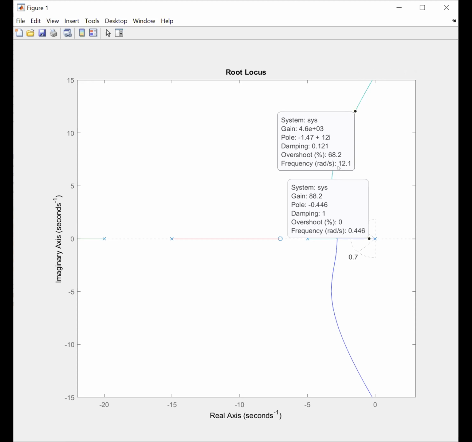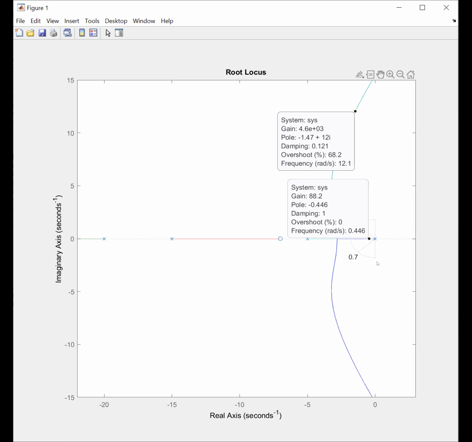Your frequency is 12.1, which means your frequency is greater than 1.8. But please observe your overshoot is about 68%, which means clearly that if you choose these 2 points that I have chosen, the specifications of system performance are not satisfied.